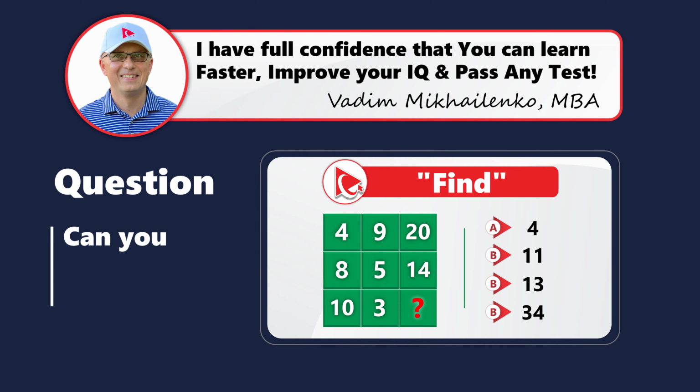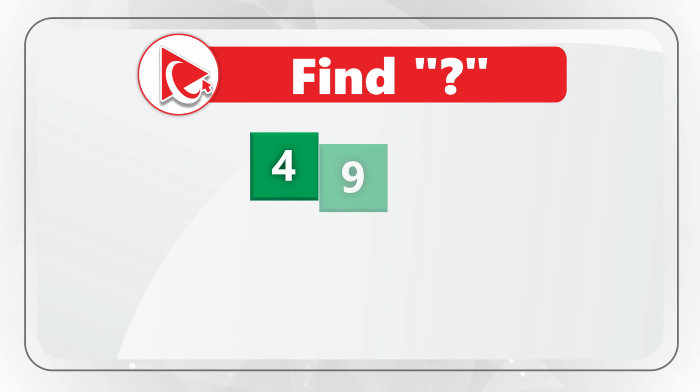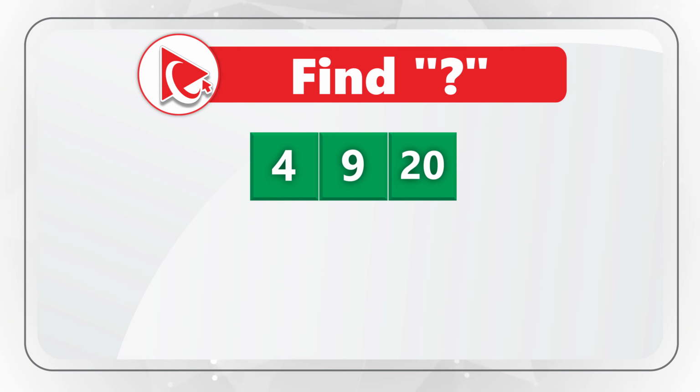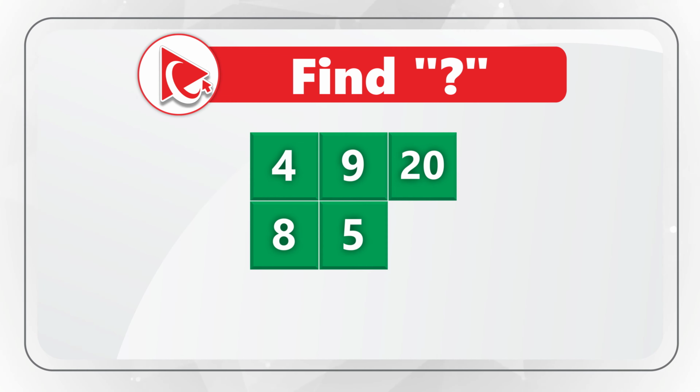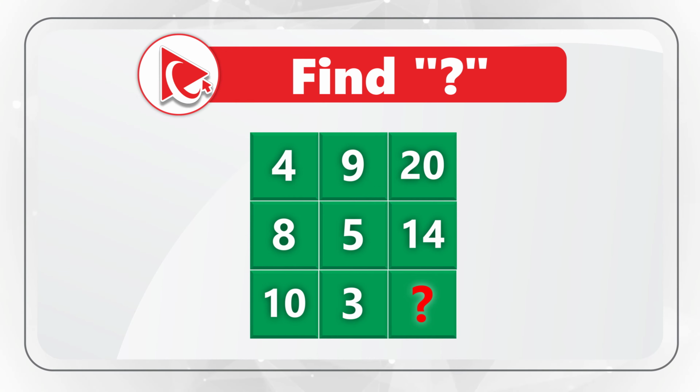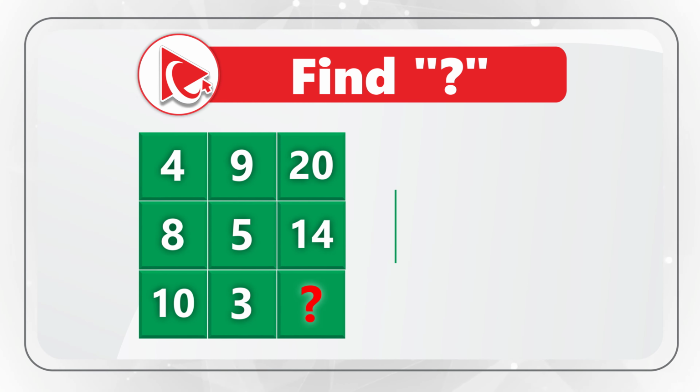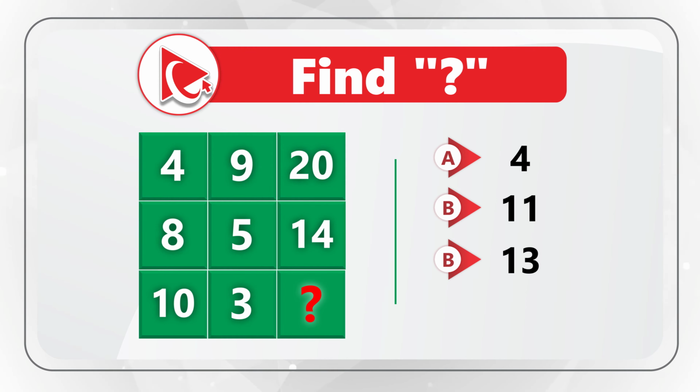Here's an interesting question where you need to find the missing number. You're presented with the set of numbers 4, 9, 20, 8, 5, 14, 10, 3, and then comes the missing number. You need to select or calculate the missing number out of 4 possible choices. Choice A, 4, choice B, 11, choice C, 13, and choice D, 34.